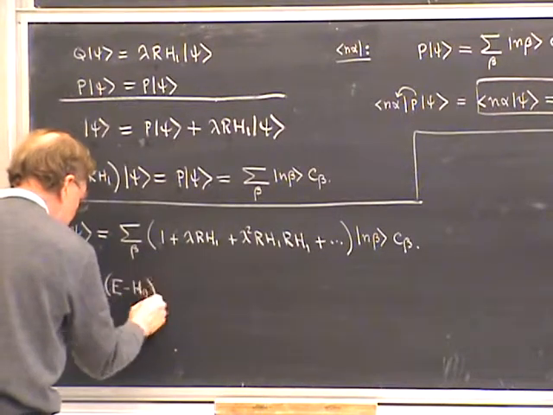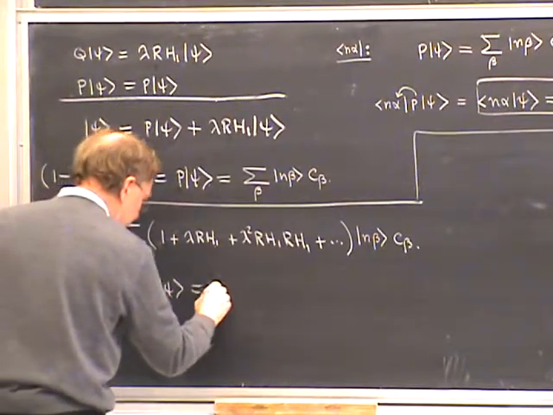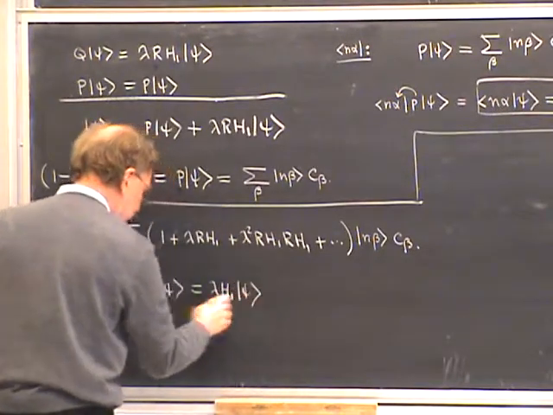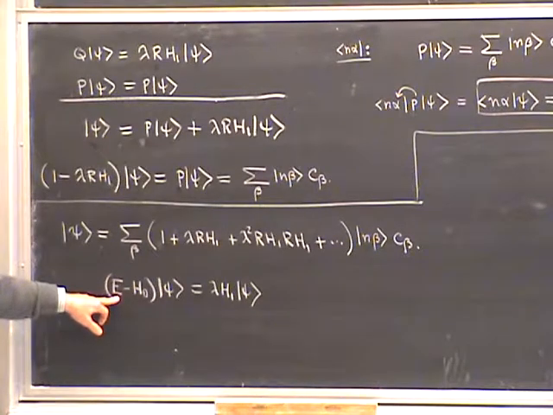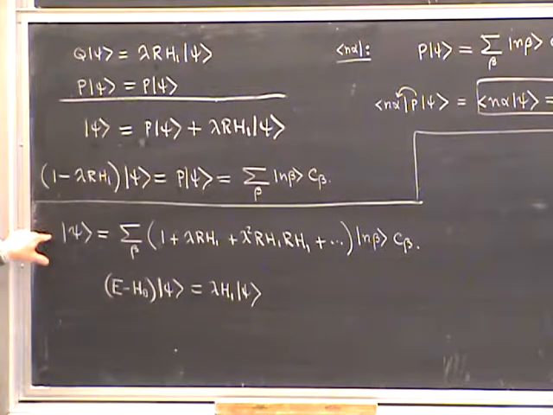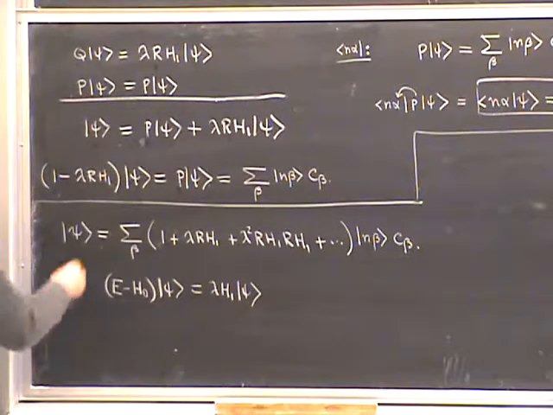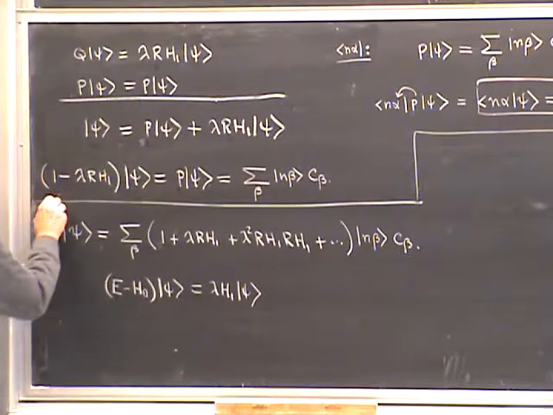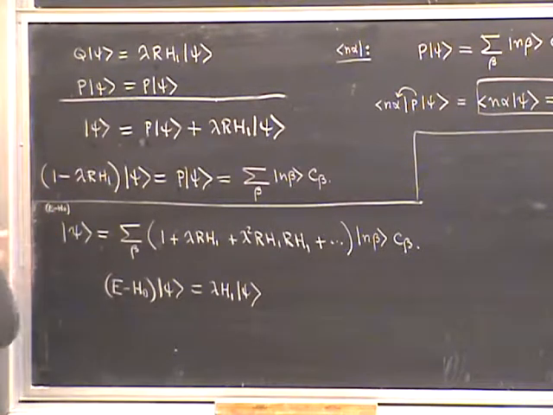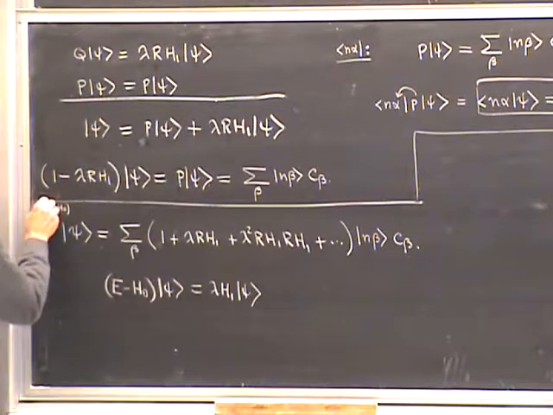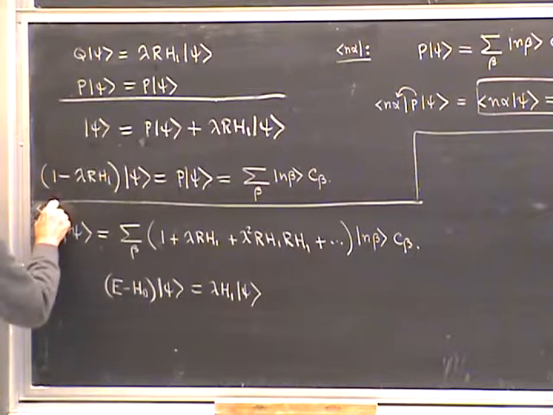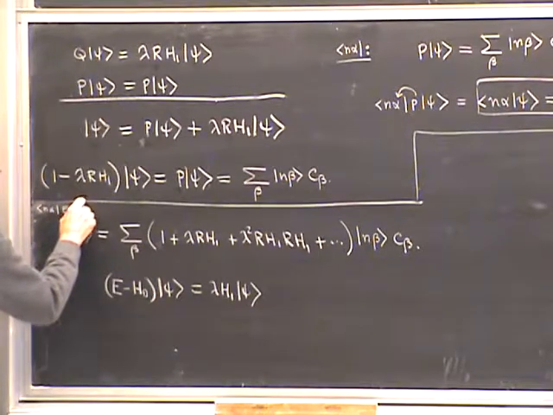E minus H0 acting on psi is equal to lambda H1 acting on psi. That's the exact energy eigenstate and eigenvalue problem. Let's take both sides of this equation and multiply first of all by E minus H0 on both sides. This gives us E minus H0 psi, as you see here. Let's then take the scalar product of n alpha, E minus H0.